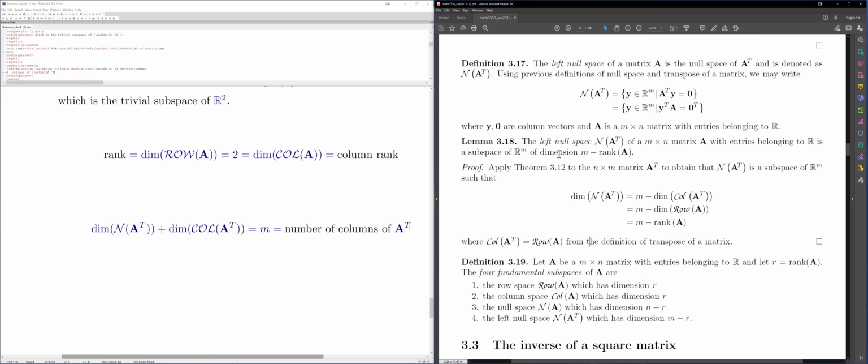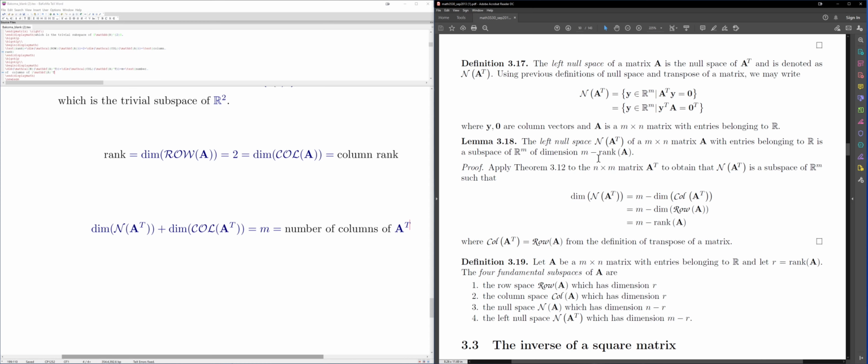Right, so now let's take a look at a formula for the dimension of your left null space in terms of the rank of A. What this is saying is that if I have a matrix A and I get the left null space, then the dimension of it is m, which is the number of rows of my original matrix, minus the rank of A.